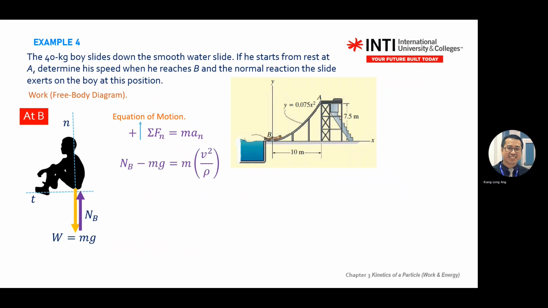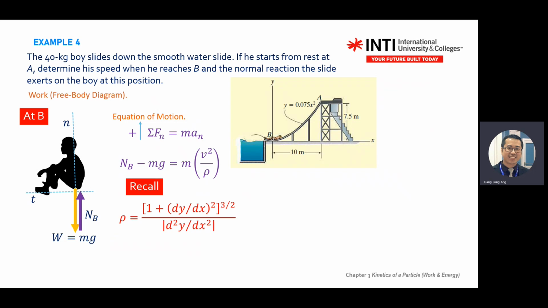You sum up the force in the normal direction: NB positive because it points up, mg negative because it goes down, and normal again, v square over rho. You need to calculate this value, rho equal to something. Every time you're given y equal to ax square plus something, and you do not see any radius, then there is a very high possibility you need to use this equation. You need to call this one out in your solution.